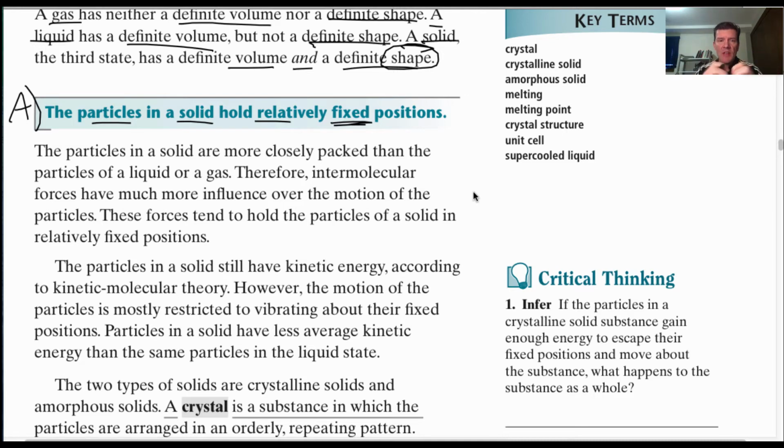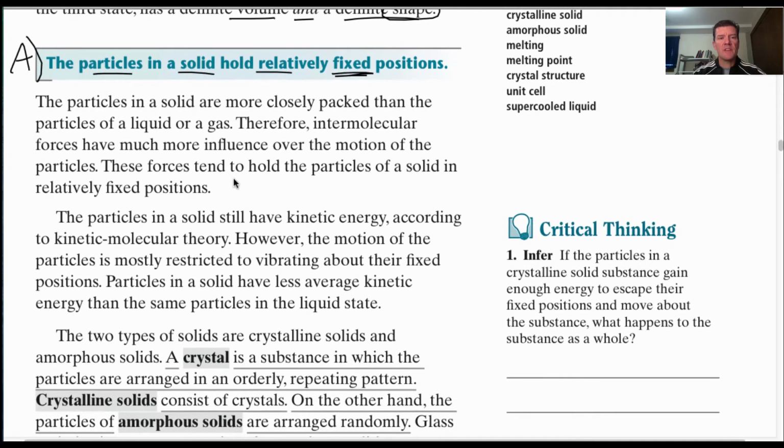And so the intermolecular forces are holding them pretty tightly together and in a fixed position. Okay? So right here it says, this is a key point, the intermolecular forces, remember those are the forces that are holding the particles together, have more influence over the motion of solid particles. Why? Because the solid particles don't have as much energy. Okay? They don't have as much energy. The kinetic energy is less than if they were a liquid or a gas.